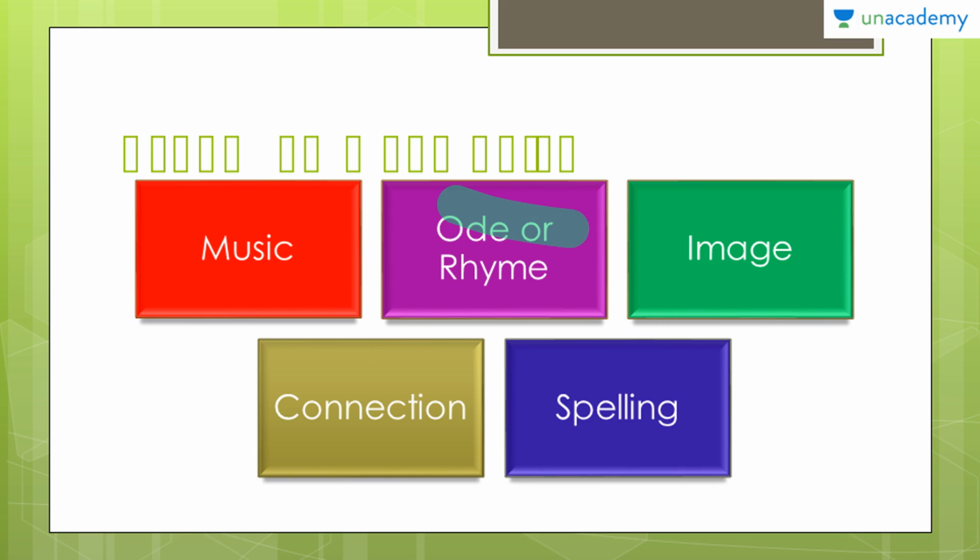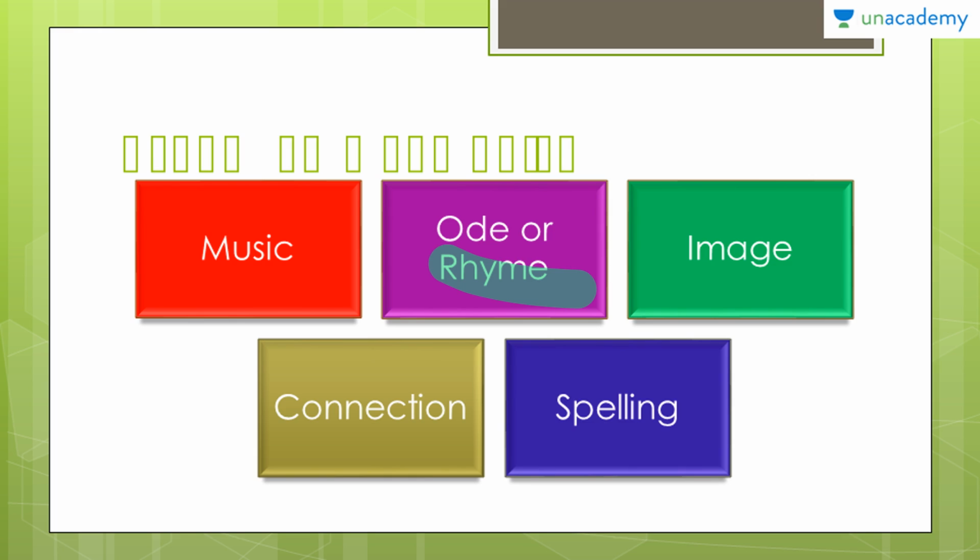The second one, ode or rhyme. So this one is actually which we are going to apply a lot, and also we are going to apply in this lesson. Later we will see how we are going to apply this. This is the technique that is used by poets, and that is used in poetry, in which there is a certain rhyming scheme, and that enables the person to remember the poem.